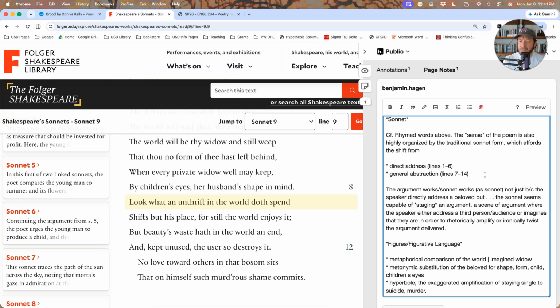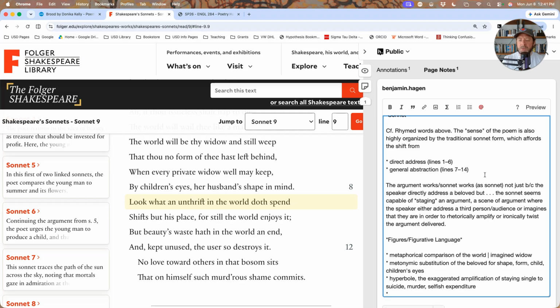To suicide, to murder, to a kind of selfish expenditure, right? A sort of expenditure of a life. Being unthrifty with one's use of life, enjoying it while it lasts, but not doing anything to make sure it lives beyond you. It kind of becomes a kind of shameful activity.